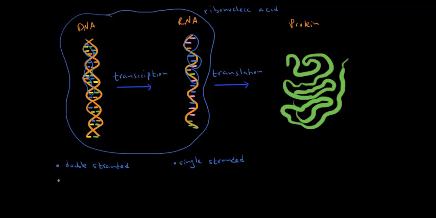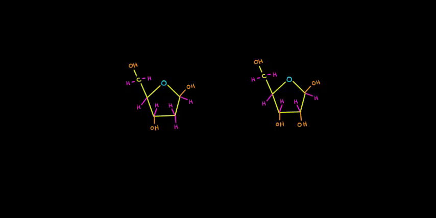Another difference between DNA and RNA is that the sugar in DNA is deoxyribose. And the sugar in RNA is ribose. And they're pretty similar, but let's just take a quick look at what deoxyribose and ribose look like. So the molecule on the left, right over here, this is deoxyribose. And the molecule on the right is ribose. And they're extremely similar to each other.